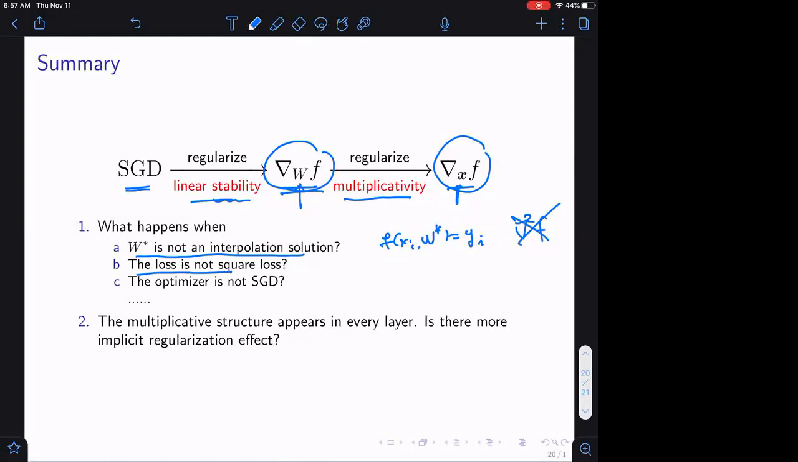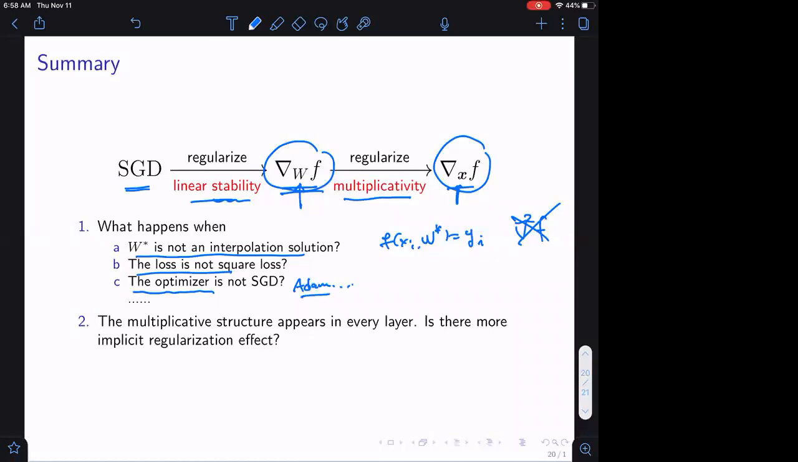And finally, I think it's also very relevant: what if the optimization algorithm you use is not SGD? Well, SGD is one of the most popular algorithms used, but by no means the only one. There are algorithms like ADAM and also many other versions used in training neural networks. Can the analysis also be extended to these algorithms?